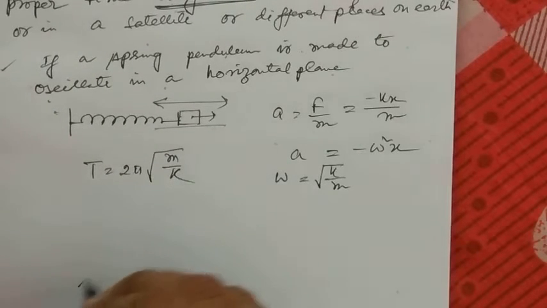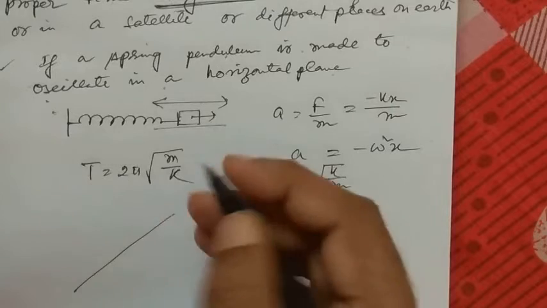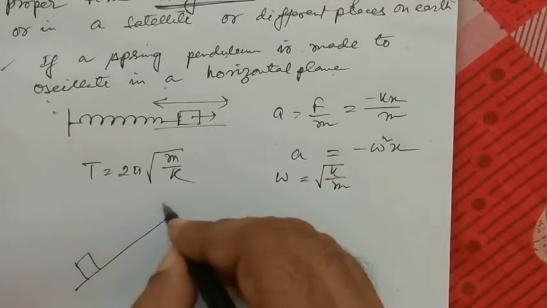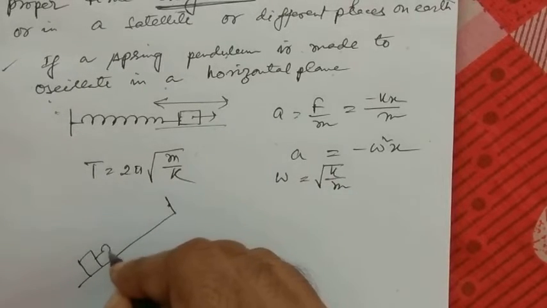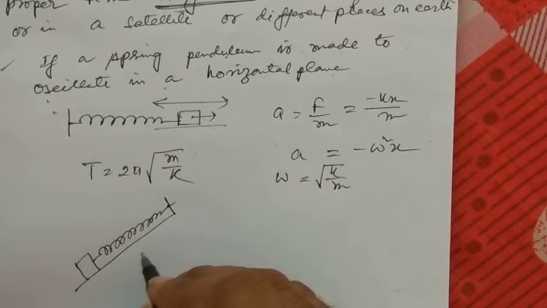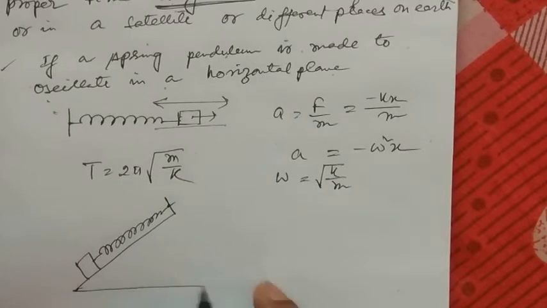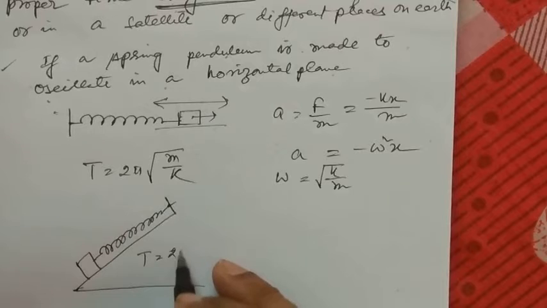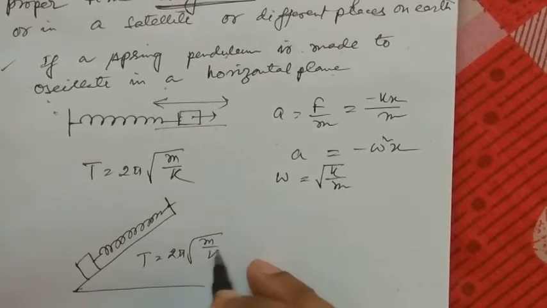Again, if we keep the pendulum on an inclined plane, like this, attached to this point, the time period will also remain the same. That means the value of time period in this case will also be 2 pi root over m by k.